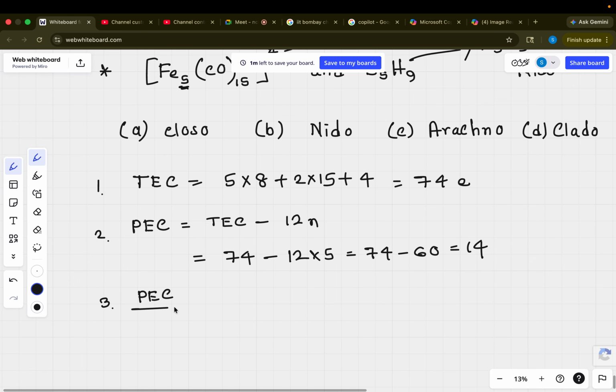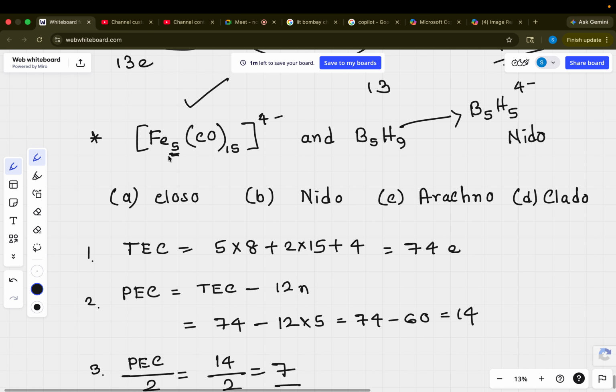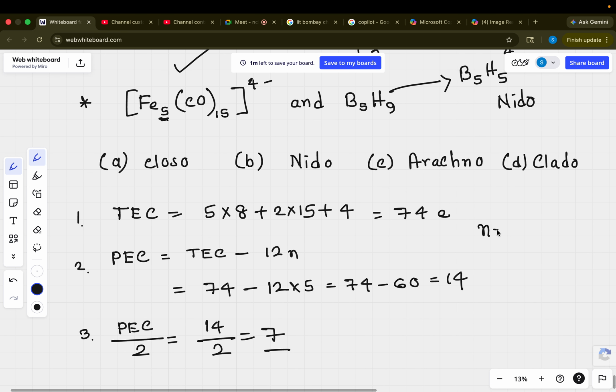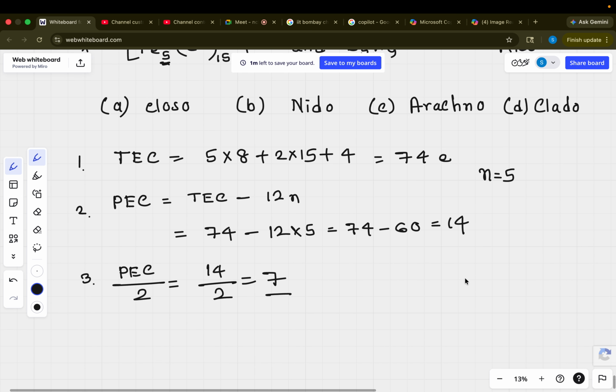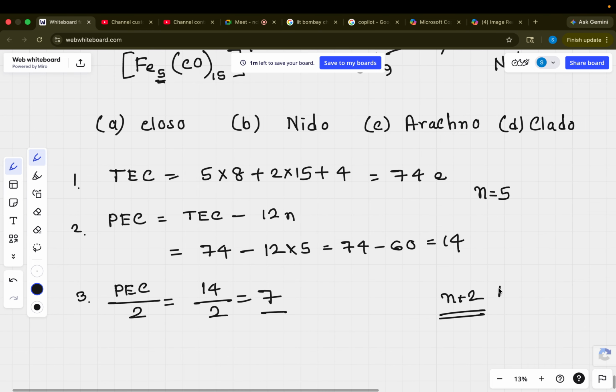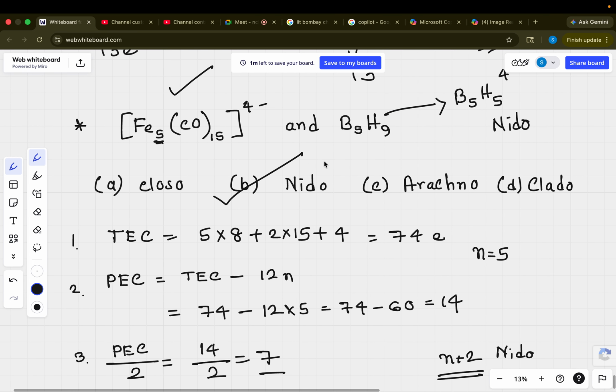PEC divided by 2, right? So if you do it, 14 by 2 is equal to 7. So what is the n value? How many metal centers do you have initially? 5. So that means n value is 5, and now you are getting n plus 2. So what is it? Closo, nido, arachno, what? Nido, right? So this is also nido. So they are nido to each other.